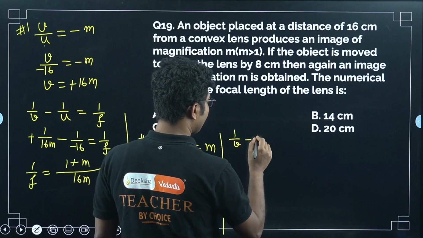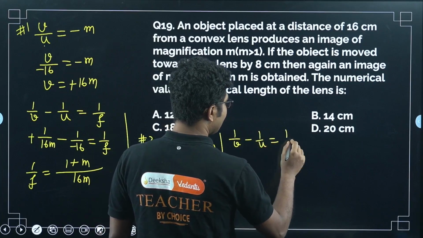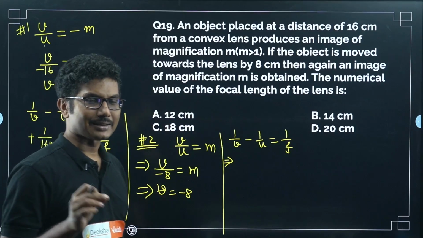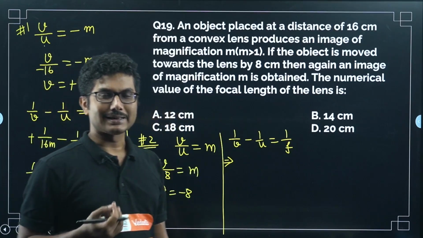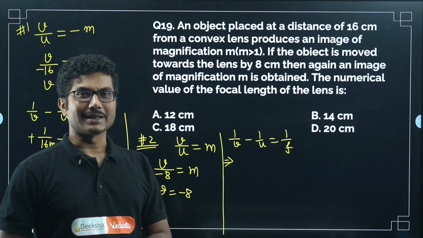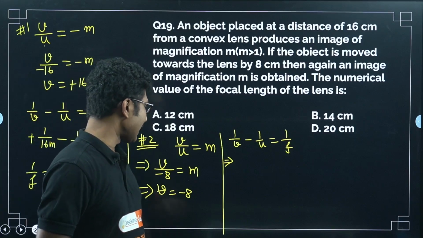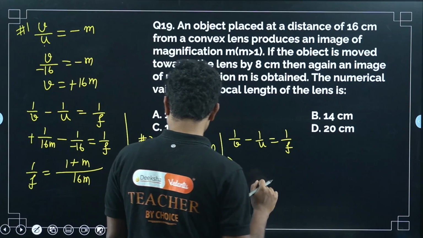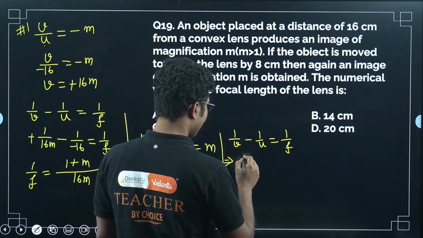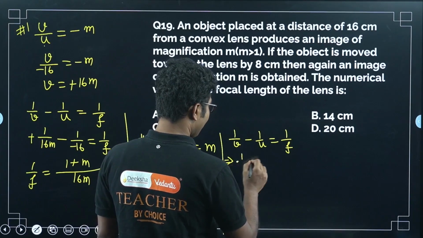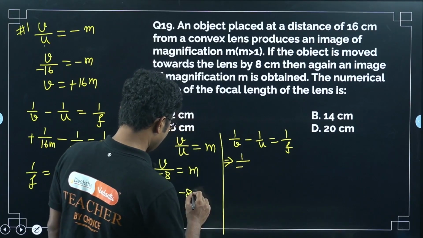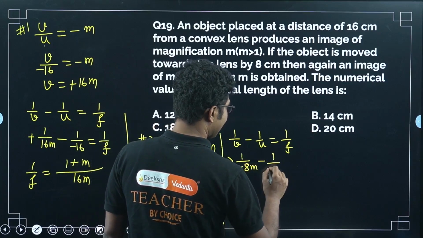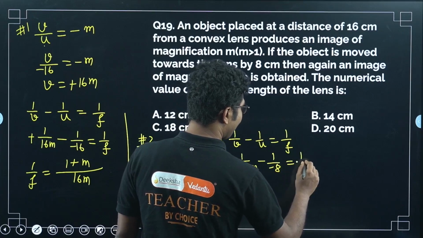Now again apply the lens formula: 1 by v minus 1 by u equals 1 by f. Sign is very important. Many students ignore sign, and sometimes the signs get cancelled, or due to some reason they get the correct answer. But if you ignore the sign, 3 out of 4 times you are going to get it wrong. Don't ignore sign. So 1 by v, v is minus 8m here, and u is minus 8 here, equals 1 by f.